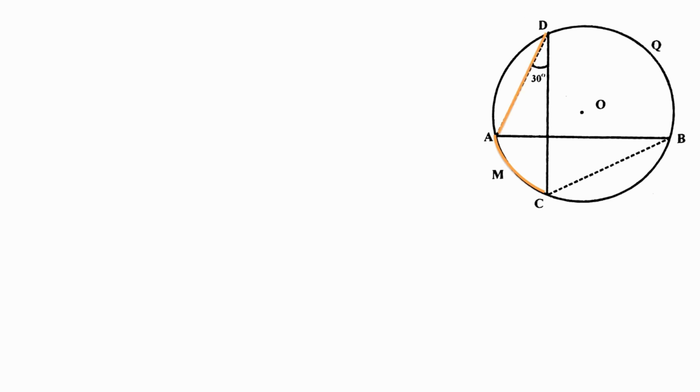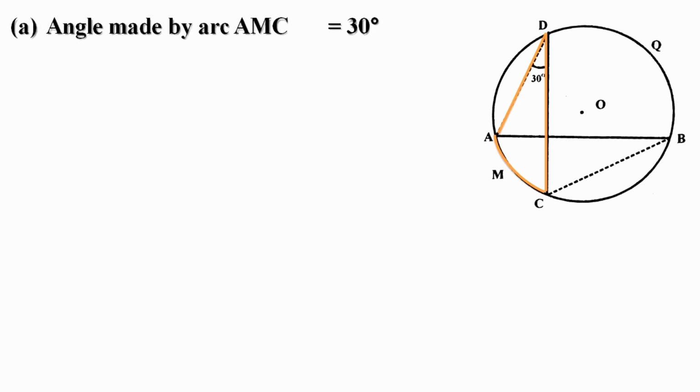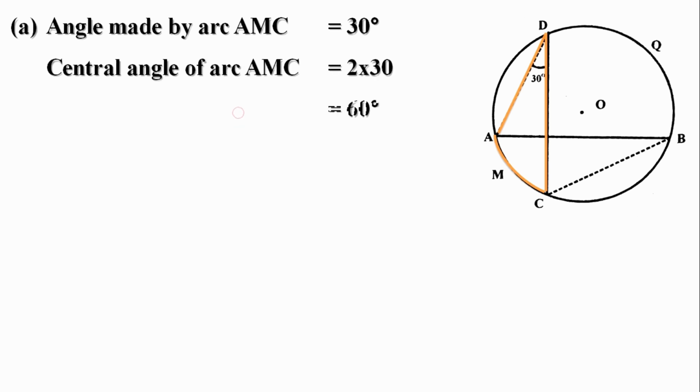One of the angles made by it is B. So angle made by arc AMC equal to 30 degree. Therefore, the central angle of arc AMC equal to 2 into 30 or 60 degree. Now we have to find angle A. Given that AB and CD are perpendicular, so this angle is 90, and therefore angle A plus angle D is 90. So angle A equal to 90 minus 30 or 60 degree.